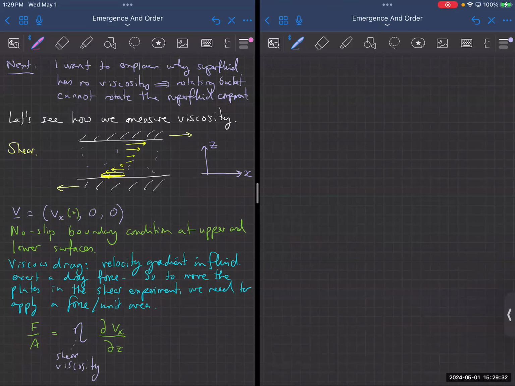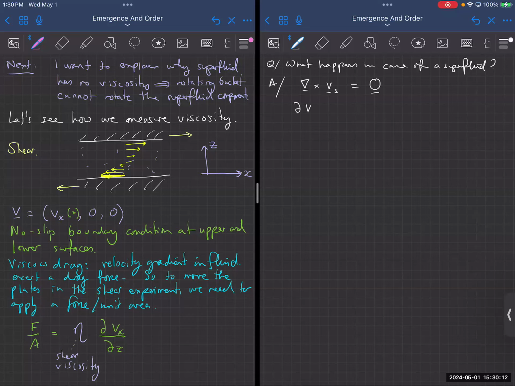Who cares? Well, we care for the following reason. Let's see what happens in the case of a superfluid. In the case of a superfluid, we know that the velocity field is the gradient of the phase of the wave function. So curl of v is equal to 0. Let's have a look at the components of this. This means that dvx/dz minus dvz/dx equals 0, and the same thing for the other components of the curl.